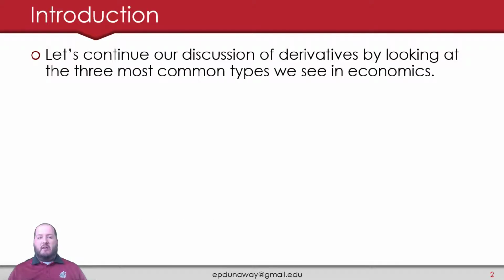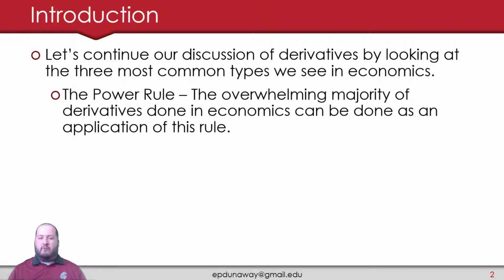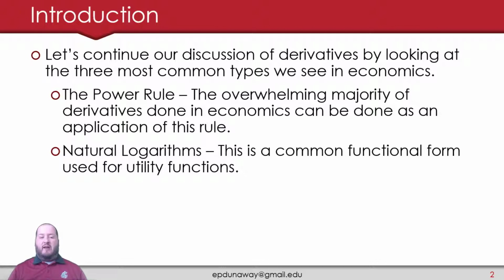Realistically, we see three of our most common types of derivatives used in economics. The first one we classify as the power rule. And honestly, that's going to be the vast majority of the derivatives that you're going to do in economics, and it is a very straightforward, very simple rule. The second one we like to see is called natural logarithms, and we like to see this functional form used for utility functions. It's nice that it's increasing, it's concave, and truth be told, it has a very easy derivative. So we like to use that one a lot.